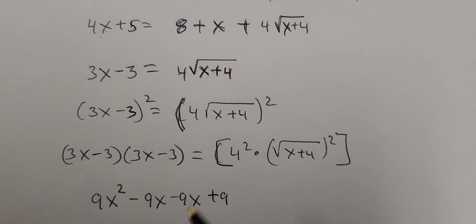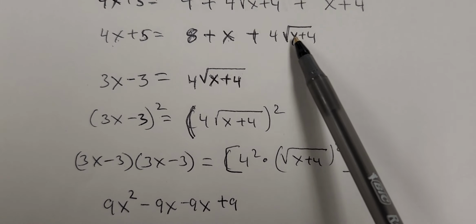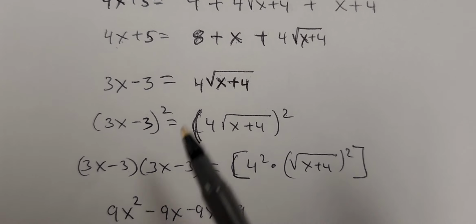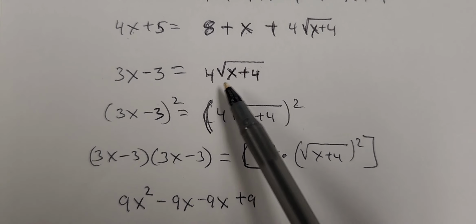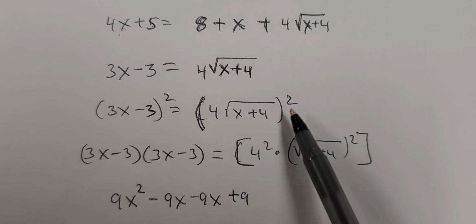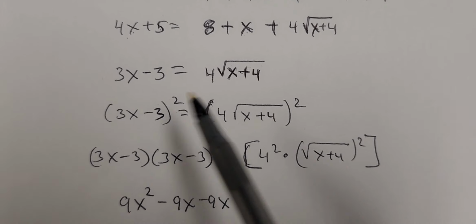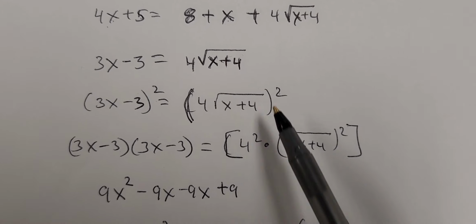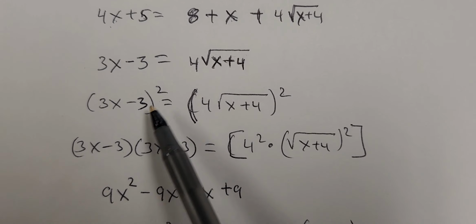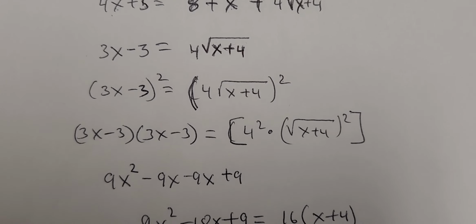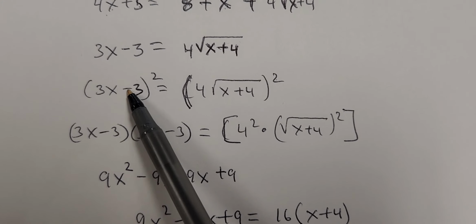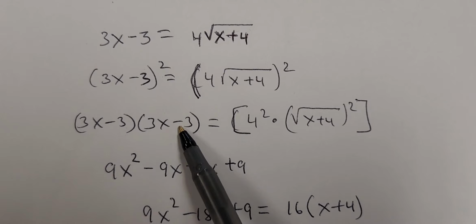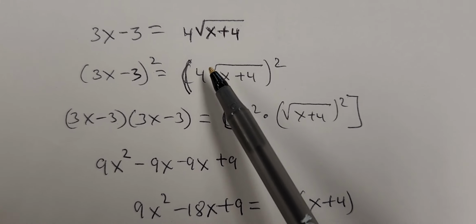Okay. Next, bring this straight down. This part right here, straight down. Next, I want to get rid of this square root, so I'm going to square the whole thing to both sides. Square the whole thing to both sides. Okay, so square this and also square this. This part, I have 2 of them, 3x minus 3, so write it out twice. So 1, 2.